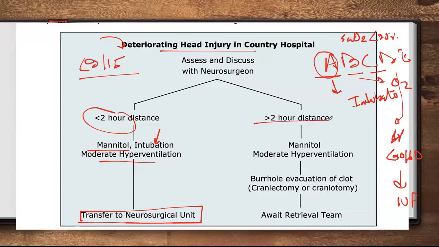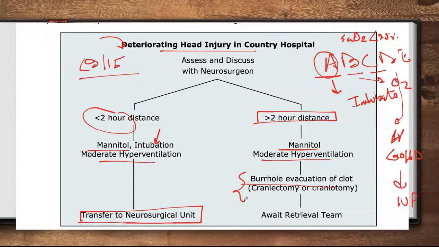Now, what if it is more than 2 hours distance? We can't transfer them to neurosurgery because they will not live that long if you don't do something urgent. So you start your treatment in that rural hospital. Give them mannitol, moderate hyperventilation, head elevation, control the blood pressure, and sometimes you just go for burr hole evacuation of clot, which is basically craniectomy or craniotomy.